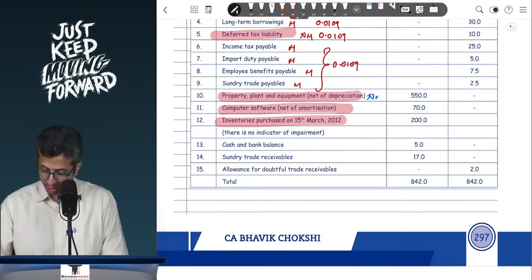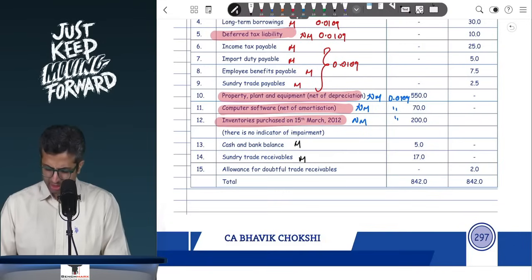So over here, these are non-monetary items. However, even they, for translation, will be converted at the closing rate. All of these will be at the closing rate only. Cash and bank balance, well, this is a monetary item. Trade receivables, again monetary items. Okay, allowance for bad debts.